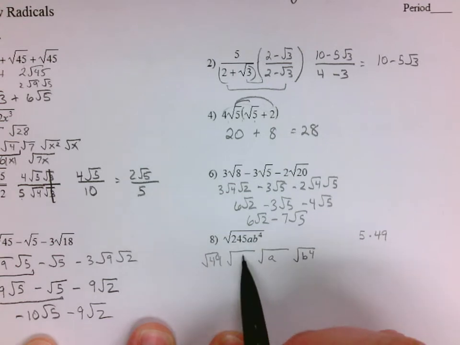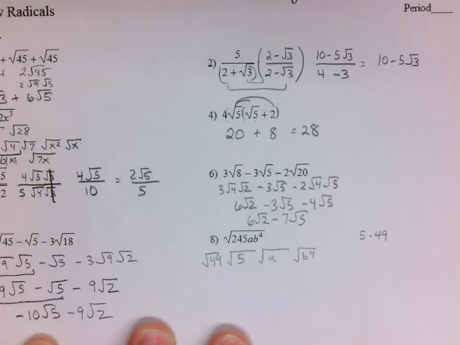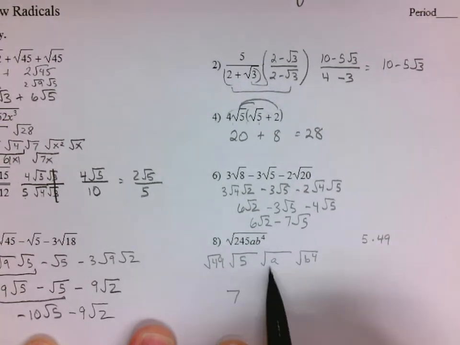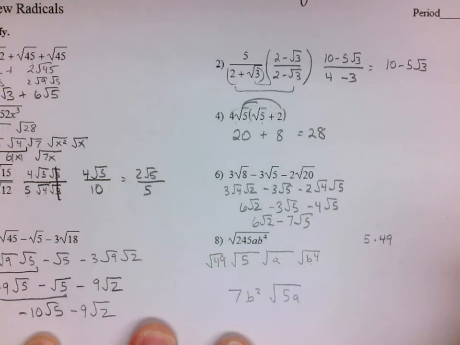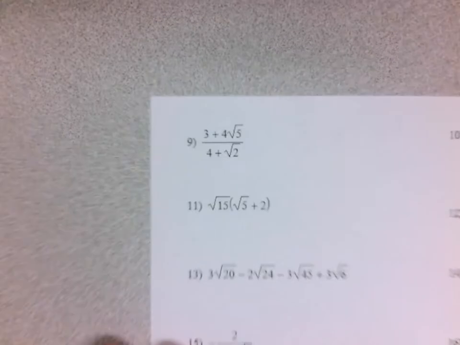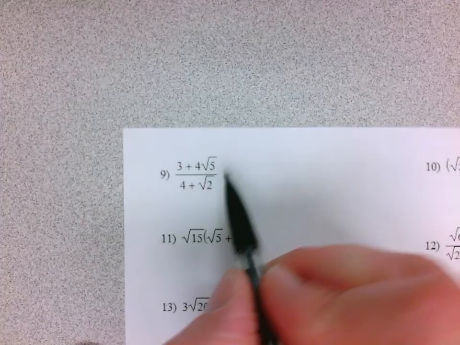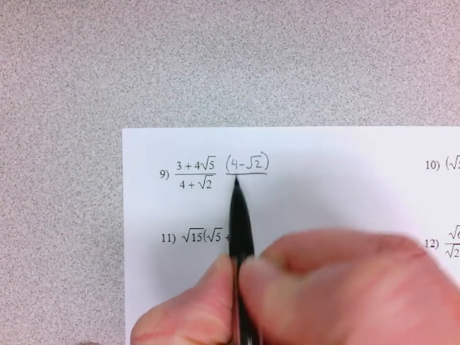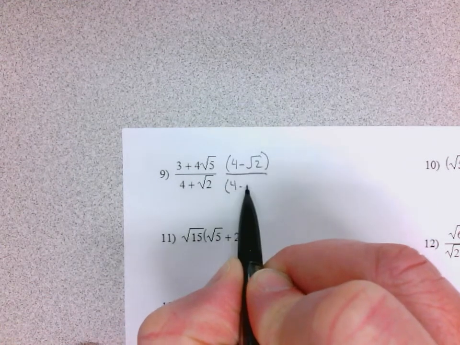Not as easy a one to see. 49 doesn't show up very much. So now I have all my factors. 7 b squared 5a. We're moving along. 3 plus 4 radical 5, 4 plus radical 2. So we have 2 binomials here, still multiplying by the conjugate of the denominator.